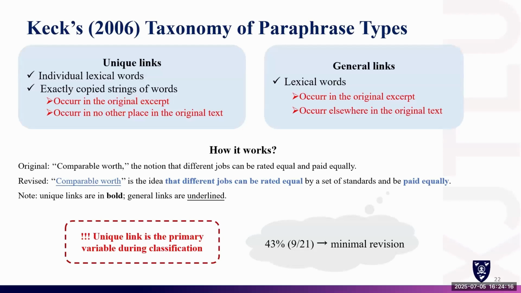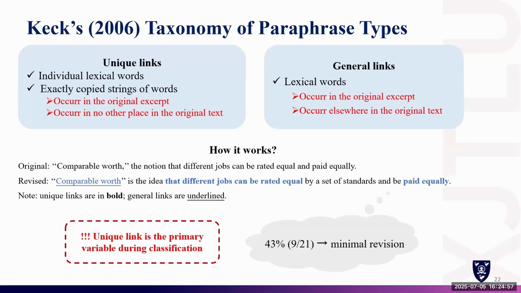And unique links can be identified as either individual lexical words, for example, nouns, verbs, adjectives, adverbs, or as exact copy strings of words that occurred in the original excerpt or were absent from all other parts in the original text. And Kaack also mentioned another concept, general links, which can be identified as lexical words that occur in both the original excerpt and original text. But in our research, the unique link is the primary variable during the classification.